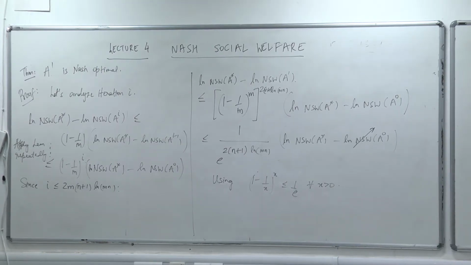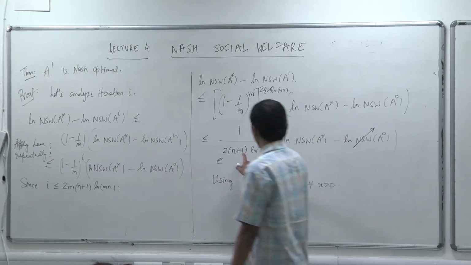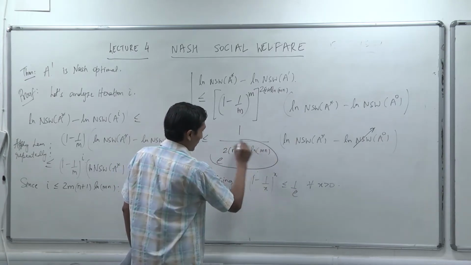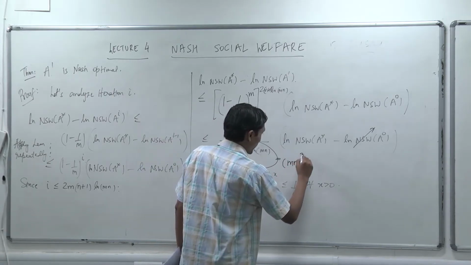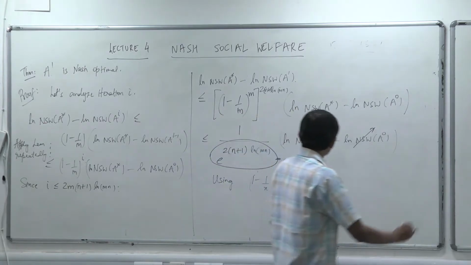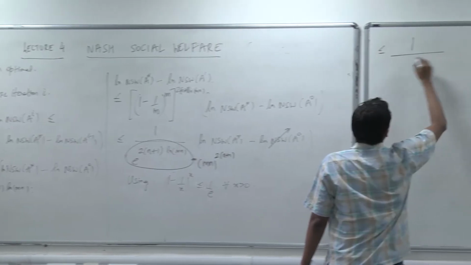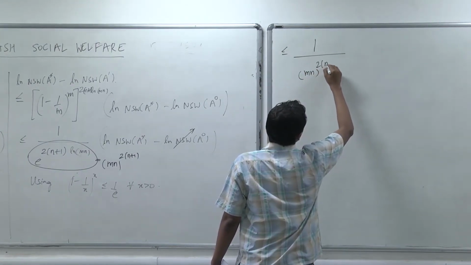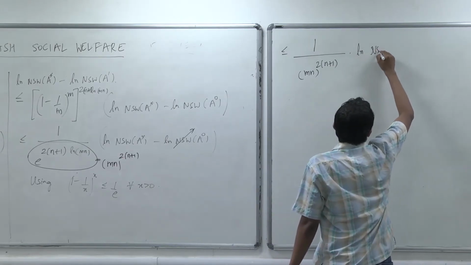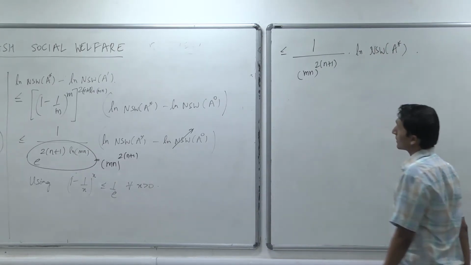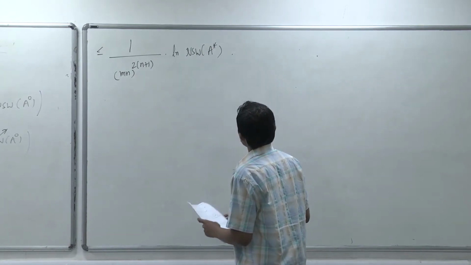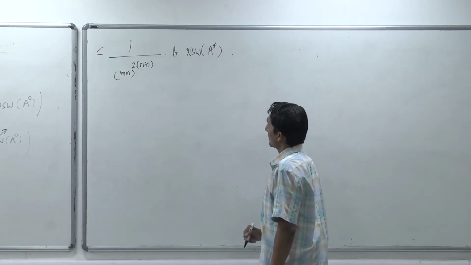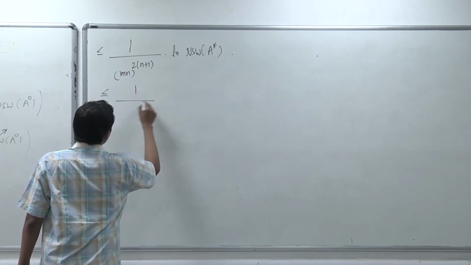Great. So now, what do I want? This thing is the same as, yes, exactly, m n raised to the twice n plus 1. So let me write it here. m n raised to the twice n plus 1 A star. Yes. Okay. So, I don't like this term here as well. So can I write it like this?